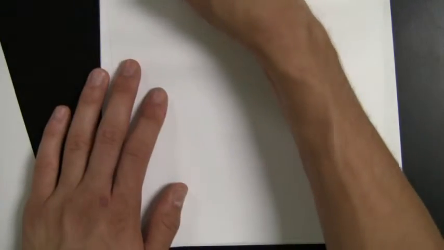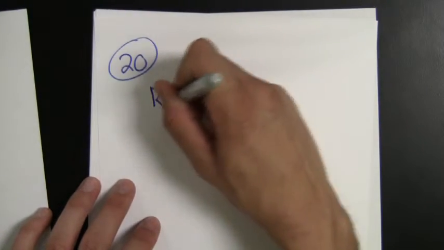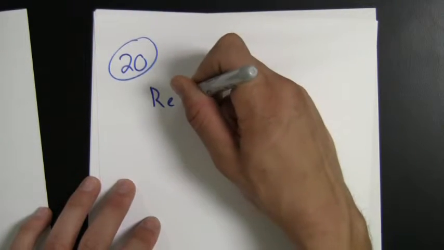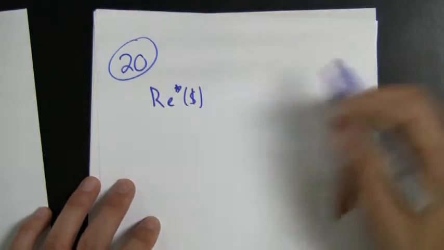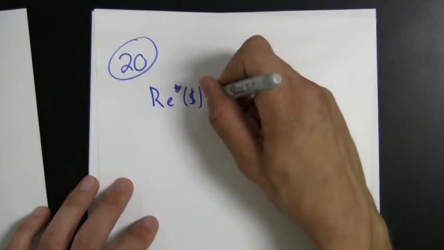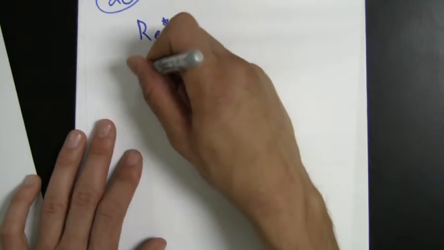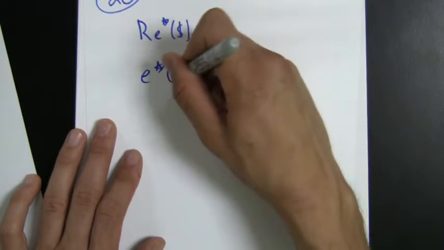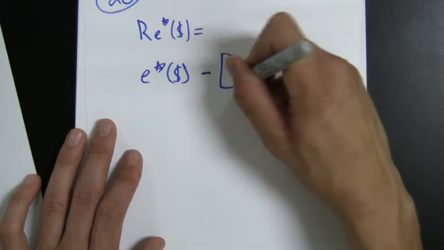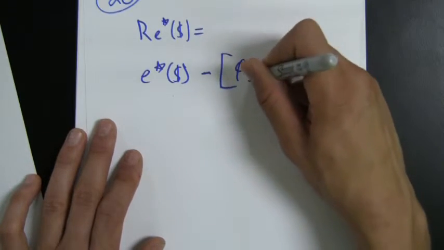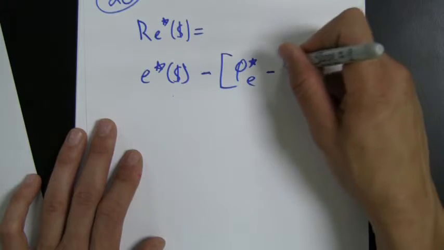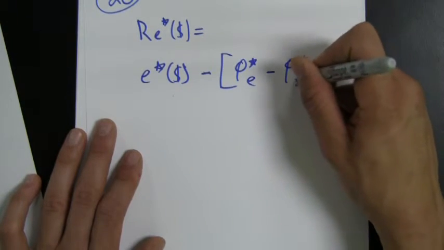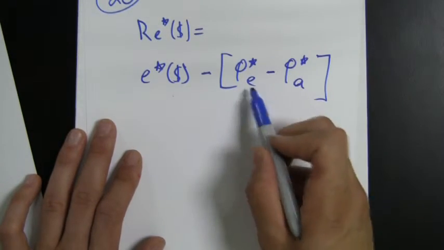Last, let's deal with number 20. Number 20 is a bit complicated because it deals with, instead of the real exchange rate, the dynamic real exchange rate. Earlier we defined the real exchange rate as the exchange rate divided by the change in prices. Well, this is just a log linear variation of it. It's the dynamic exchange rate minus the dynamic change in prices in Europe minus the dynamic change in prices at home. So everywhere else, at home.